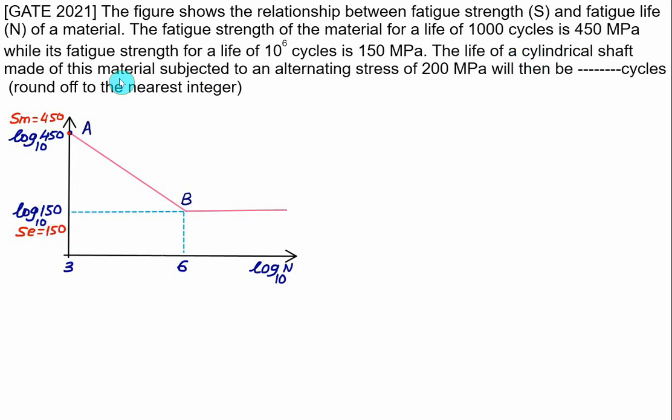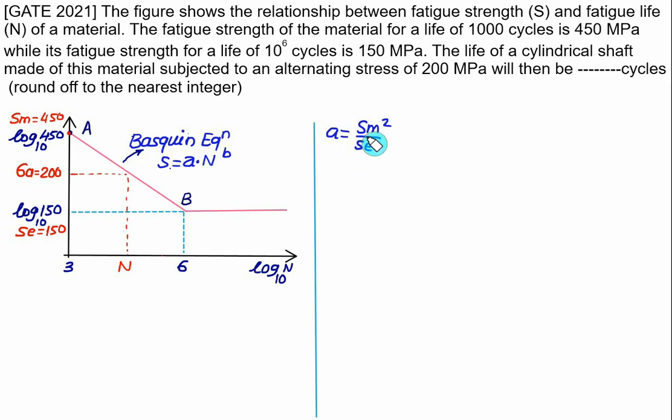The life of a cylindrical shaft made of this material subjected to an alternating stress of 200, so we have sigma amplitude equal to 200 megapascal, and we have to find out what will be the corresponding life. Naturally, this life is more than 10 to the power 3 and less than 10 to the power 6. On the log-log plot, we can use the Basquin equation as stress equal to A into N to the power b, and the same value of stress we have to use equal to 200. Using points A and B, we can find the two constants A and b.